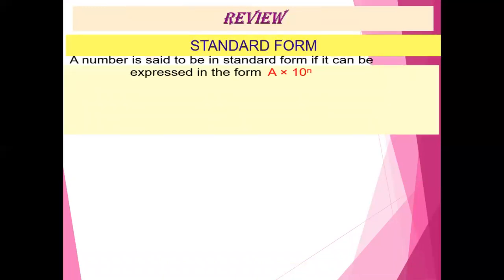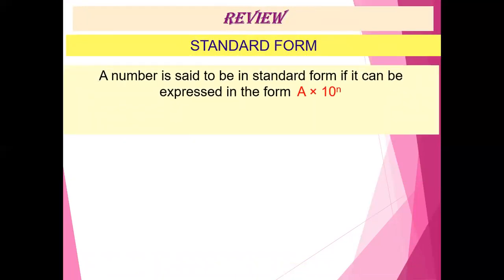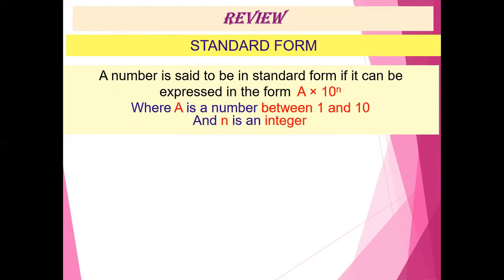Now, a number is said to be in standard form if it can be expressed in the form a times 10 raised to the power of n. Now, a must be a number between 1 and 10, and then n should be an integer. So if you want to express a number in standard form, in the form a times 10 raised to the power n, a should be a number between 1 and 10, and n should be an integer. Okay, so that's what we call standard form.